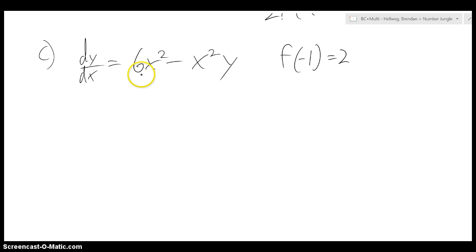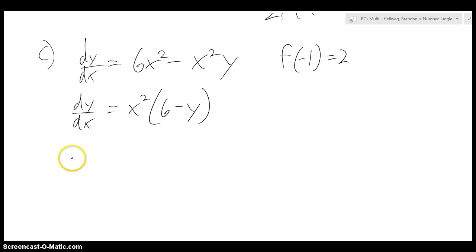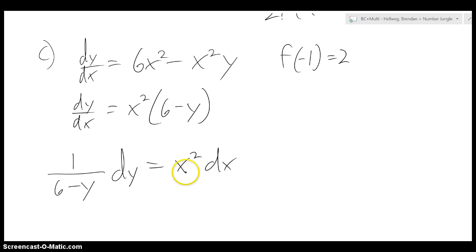So what we want to do is use separation of variables in order to find the solution for this problem. Now just to rewrite this so it fits our liking a little bit more, it's going to be x squared times 6 minus y equals dy dx. And now to separate variables, 1 over 6 minus y dy equals x squared dx. And now the next step is to integrate on both sides.